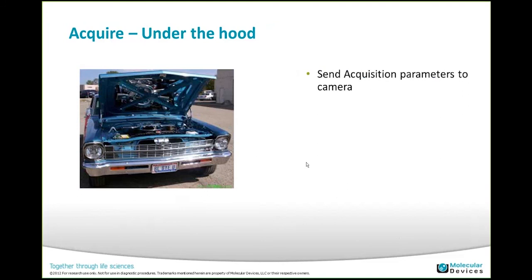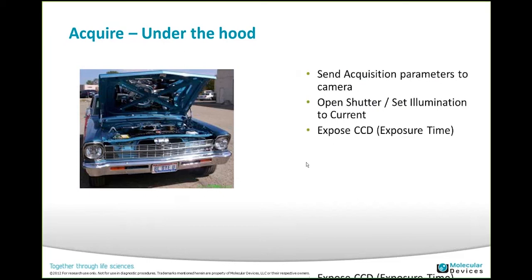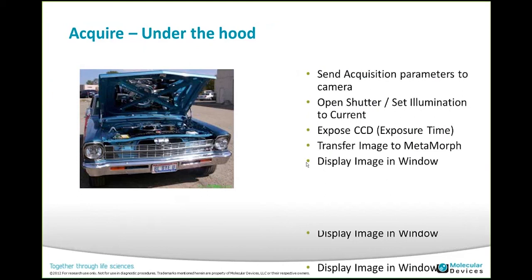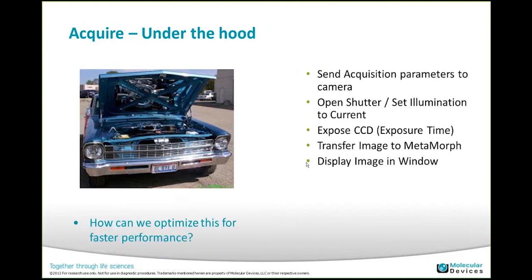So once you have the acquire dialog set up, what we're going to look at here is how the acquisition sequence, in essence, works within Metamorph. First, you send the acquisition parameters to the camera. You open the shutter, set the illumination setting to the current, and expose. This is the exposure time. You transfer the image to Metamorph, and you display it in an image window.